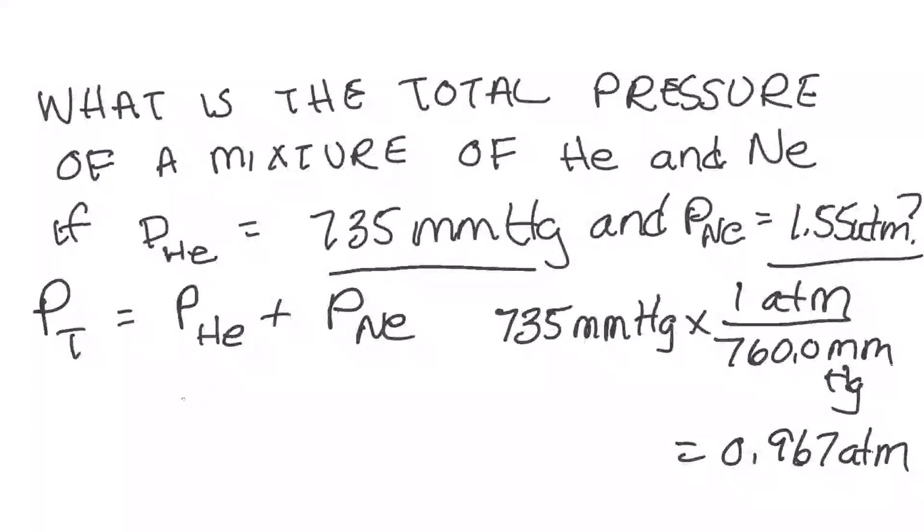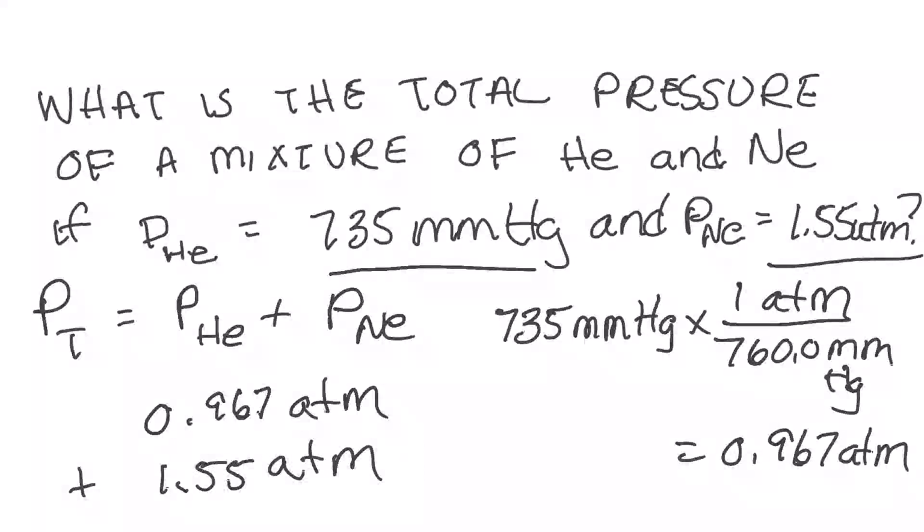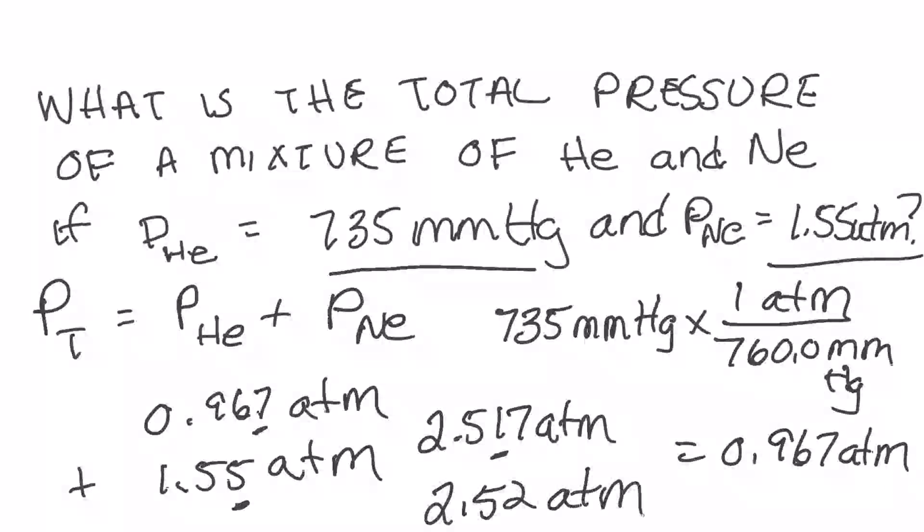Now I can add the two together. The partial pressure from the helium is 0.967 atmospheres, plus the partial pressure due to neon is 1.55 atmospheres. If I add these two numbers together, I get a total of 2.517 atmospheres. But once again, I have to worry about significant figures. This goes to the hundredths place. This goes to the thousandths place. So I can only go to the hundredths place. So 2.52 atmospheres is the total. So still a pretty easy problem.